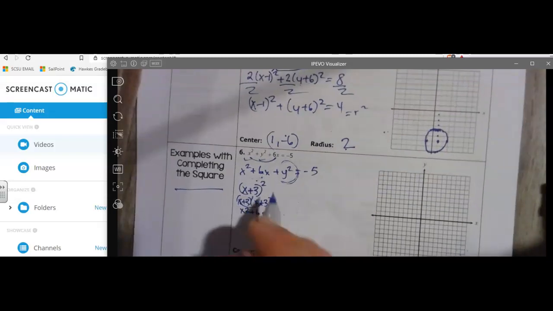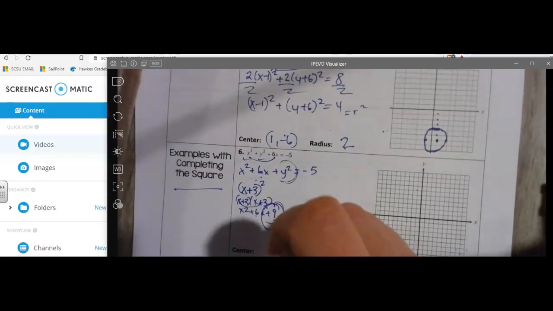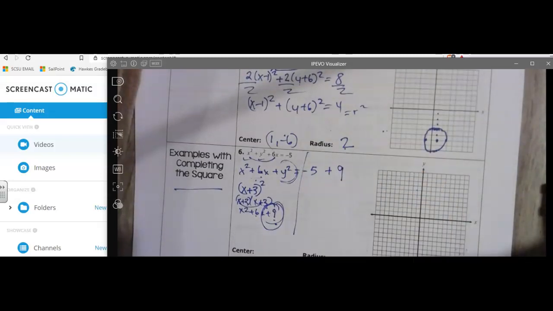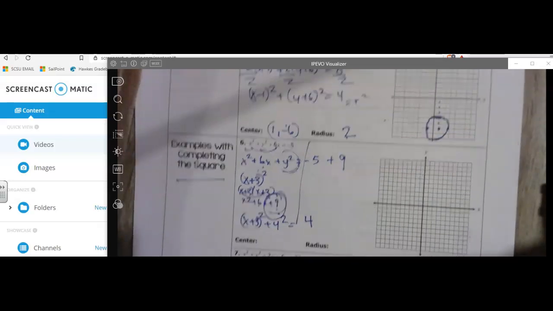So in order to do this, I really had to add 9. That 9 was not there. So I really added a 9 to the left side, which means I have to add 9 to the right side. So I made a perfect square, because now x plus 3 squared is in the right format for a circle, and the y squared is already fine. And now I have 4 on the right side. So now I have it in the right format.